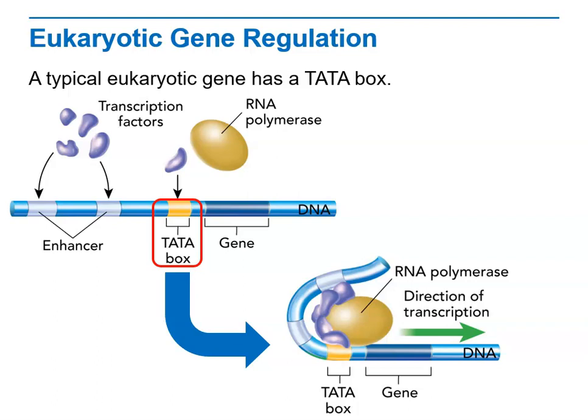Getting transcription started, which is shown in this illustration, is just one way that eukaryotic genes can be regulated. They can also be regulated by transcription repression.